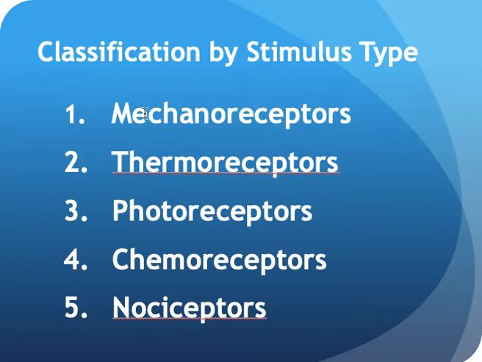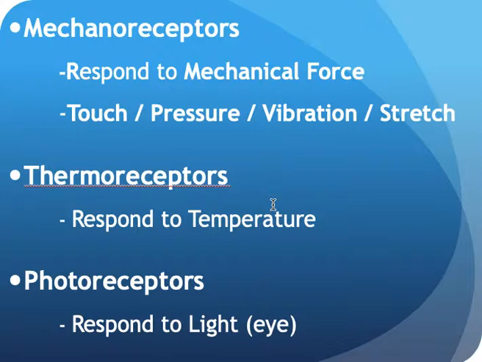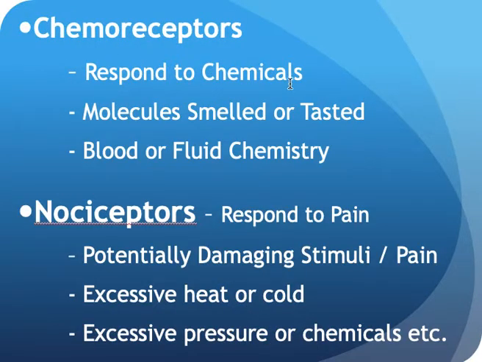We've already talked a little bit about mechanoreceptors, but we just want to break down what each of these types of receptors is going to monitor for me. Mechanoreceptors respond to mechanical force, and by this they mean touch, pressure, vibration, stretch. Thermoreceptors are, again, temperature. Photoreceptors are going to be light. Chemoreceptors are going to respond to chemicals, and again, this can be smell, taste, things that are going on in your blood or the different fluids in your body.